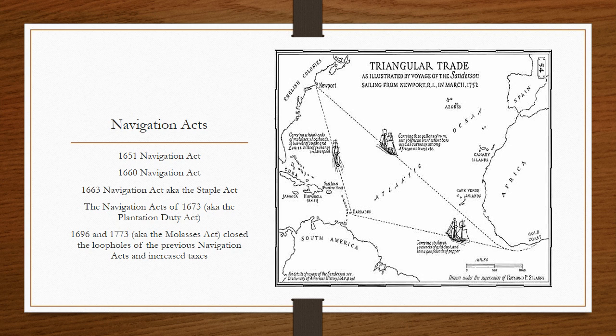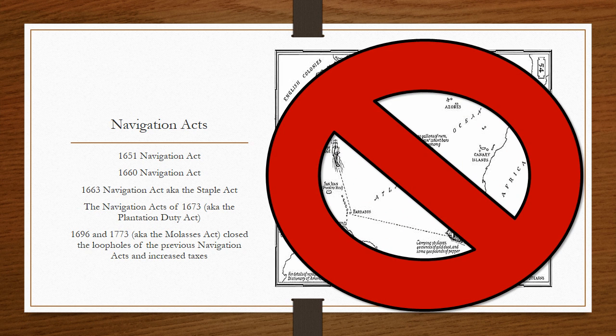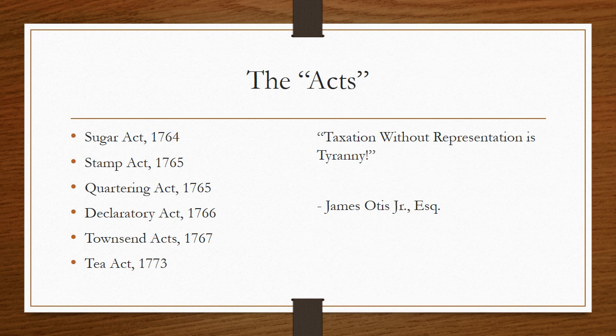Many men made a very good living off of this triangular trade, but because of the Navigation Acts and the reinforcement of these Navigation Acts, that was no longer allowed, and that cut into the wealth of many prominent colonists, like John Hancock. You also had the implementation of new acts and taxes.